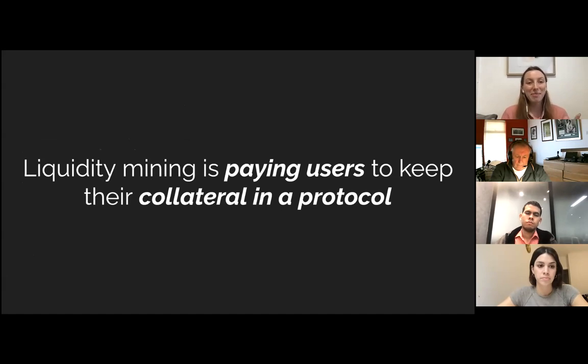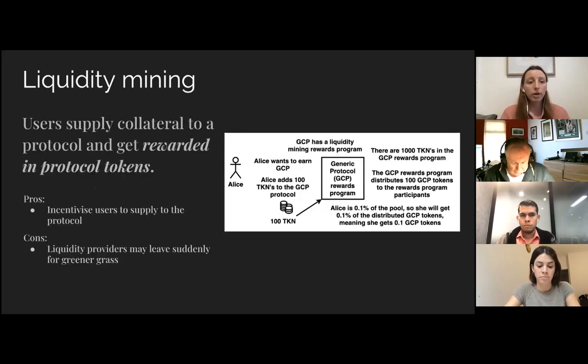Right, so the next topic is liquidity mining, which has really started to pick up recently, and a lot of major protocols such as Uniswap have launched their own liquidity mining programs. So what liquidity mining is, is paying a user to keep their collateral in a protocol, right? It's literally that simple. So here we have a generic protocol, GCP. It's completely made up. It has a token, as I hope you've all guessed, but it's just a nice example, right? So here we have a generic made-up protocol that's running a rewards program, a liquidity mining thing, right?